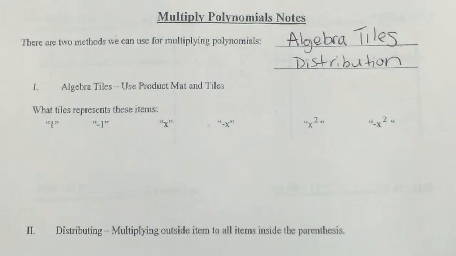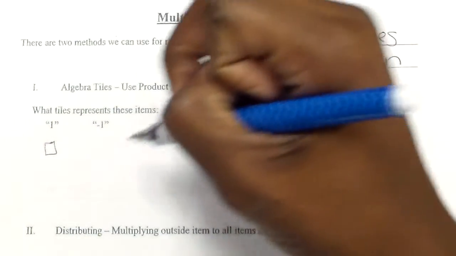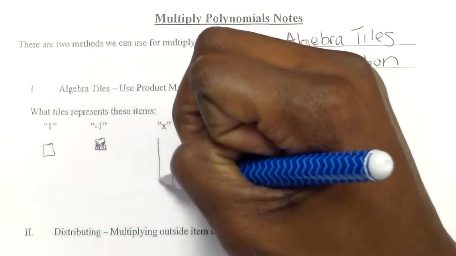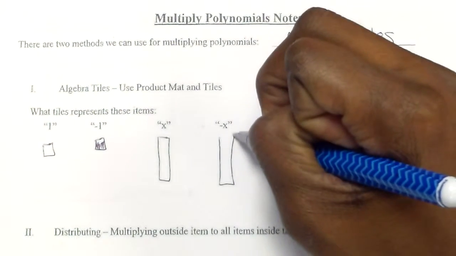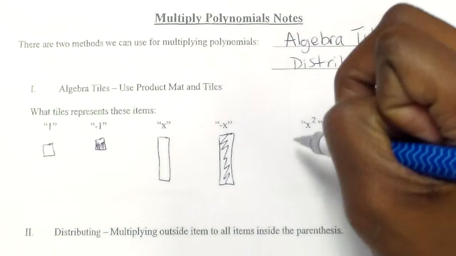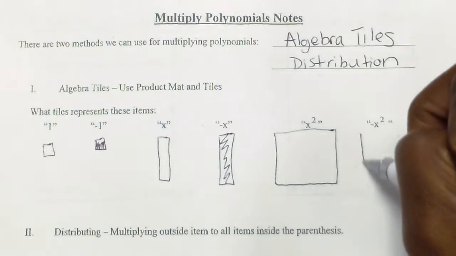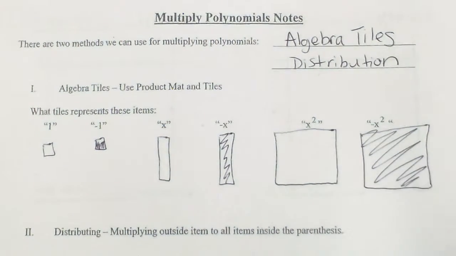If you remember with algebra tiles, we covered them yesterday. For 1, you use a square. For -1, you use a small shaded square. A long rectangle for the x bar. A long shaded rectangle for -x. A large square for x squared. And a large shaded square for -x squared.